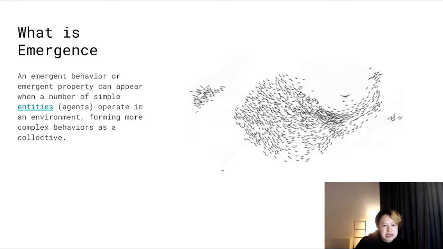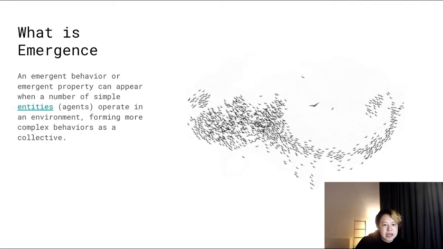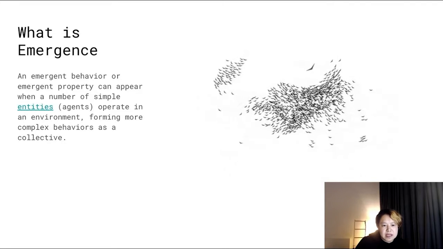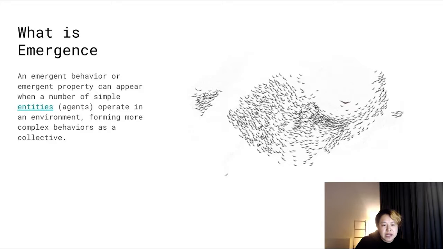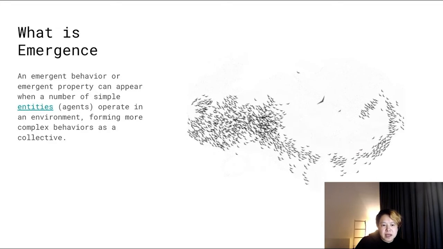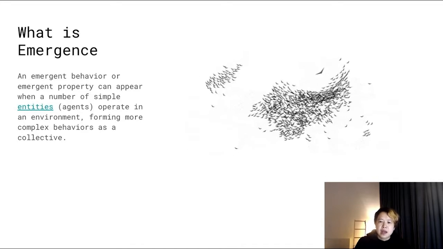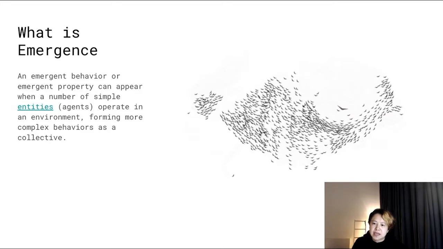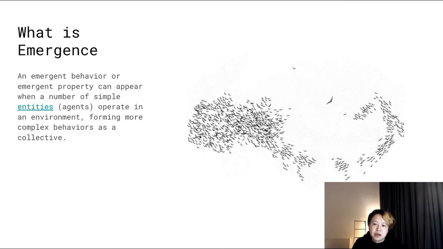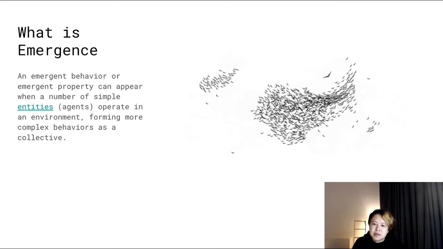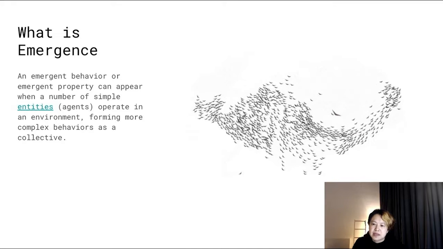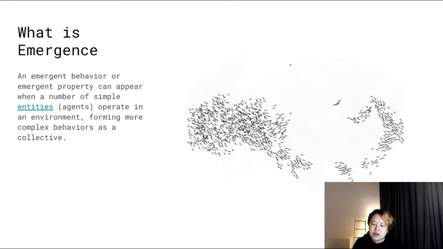An emergent system or emergent property can appear when a number of simple entities or agents operate in an environment, forming more complex behavior as a collective. A system can reach a level of complexity where a complexity barrier is crossed. The systems that cross this barrier are complex systems and exhibit special behaviors.